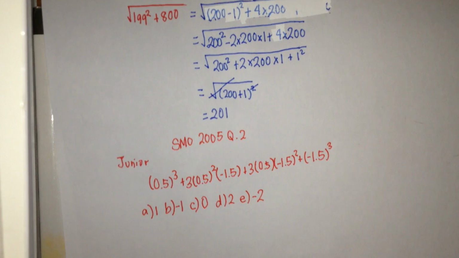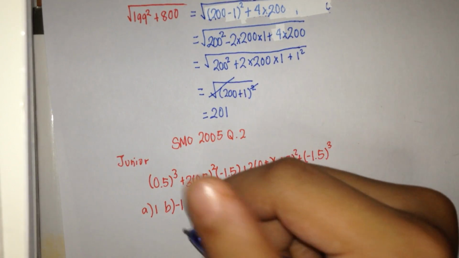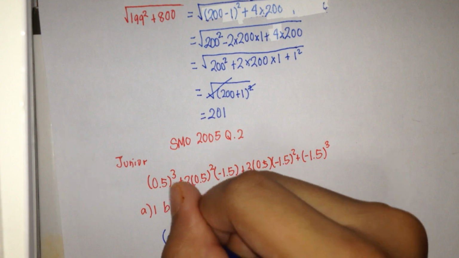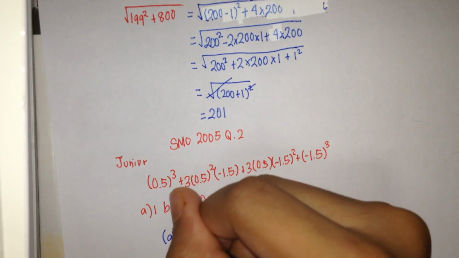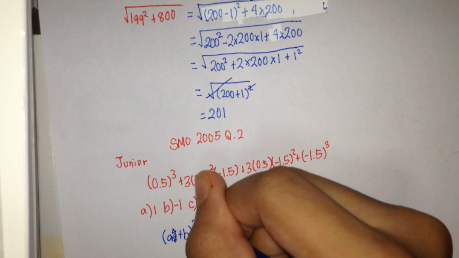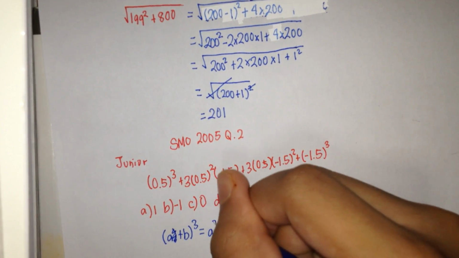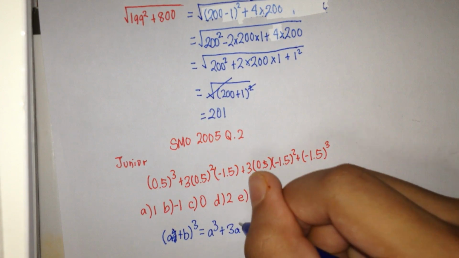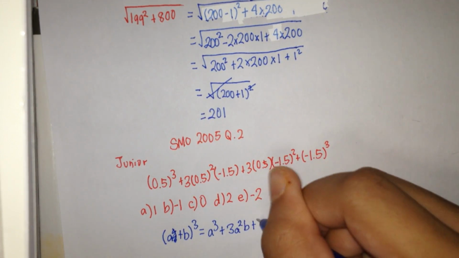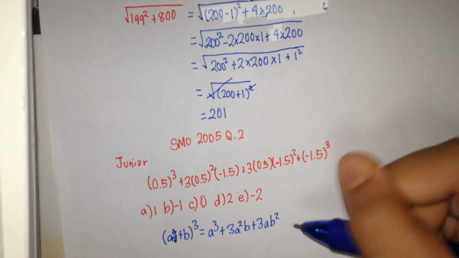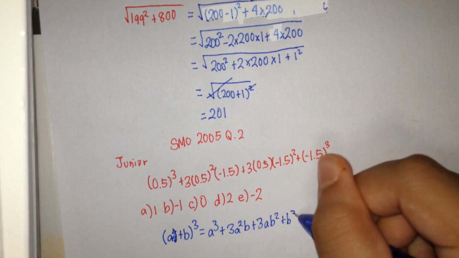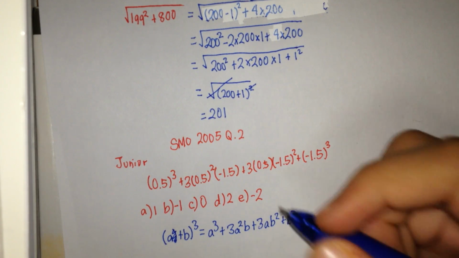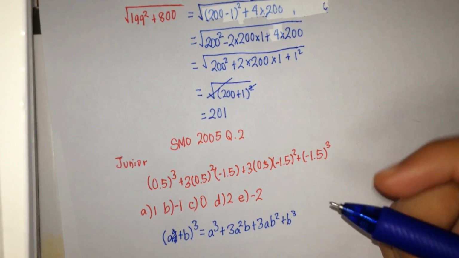Now, let's do a few assumptions. Just to let you know, a plus b to the power of 3 is equal a to the power of 3 plus 3a square b plus 3ab square plus b to the power of 3. You may derive this from the Pascal's triangle, which I've written down previously. You may go back to view it.